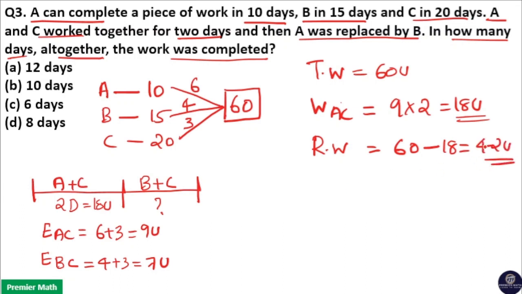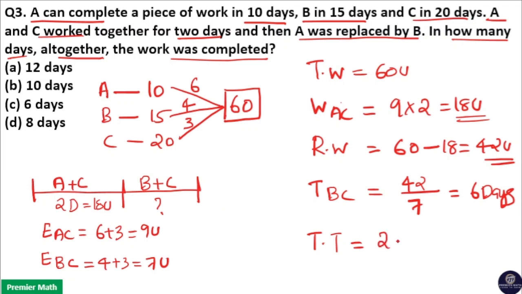This is completed by B and C. So time taken by B and C to complete the remaining work: remaining work is 42 units and efficiency of B and C is 7 units. So B and C will take 6 days to complete the remaining work. So total time taken by all these three is 2 days plus 6 days, which is equal to 8 days. So 8 days is taken to complete this work. Option D is your answer.